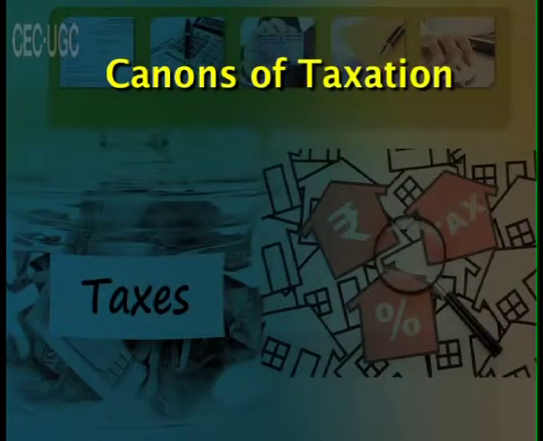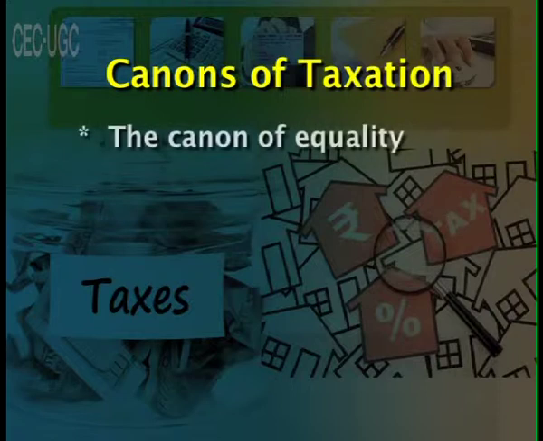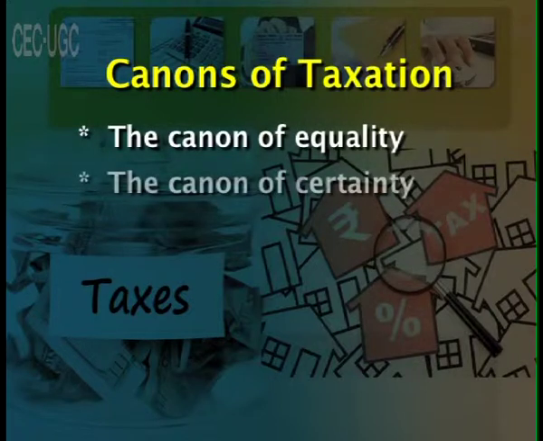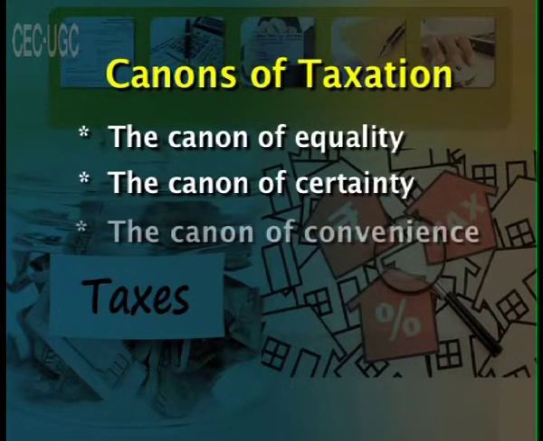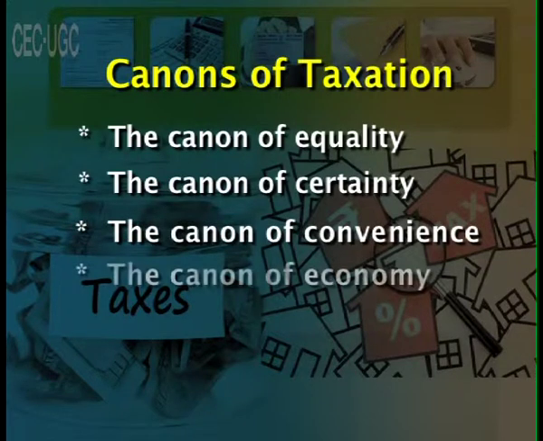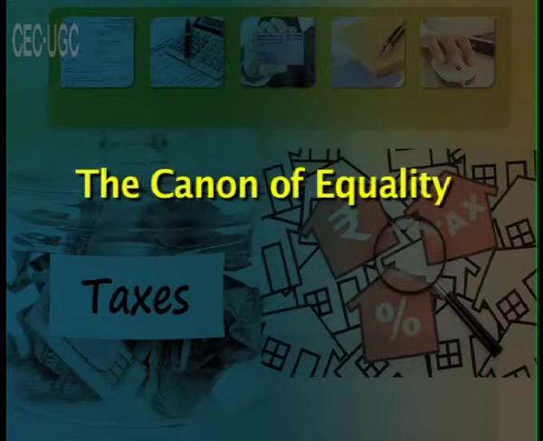There are basically four canons of taxation. They are the canon of equality, the canon of certainty, the canon of convenience and the canon of economy. We will see each individually. The first one is the canon of equality.